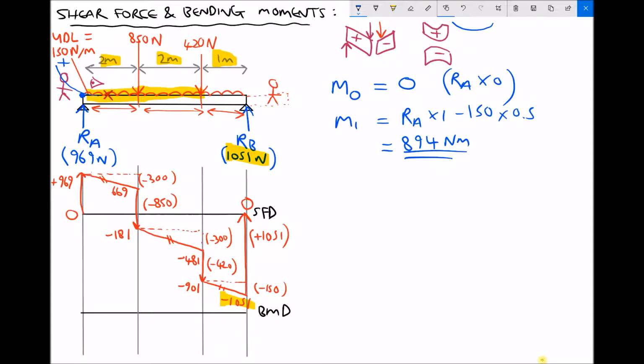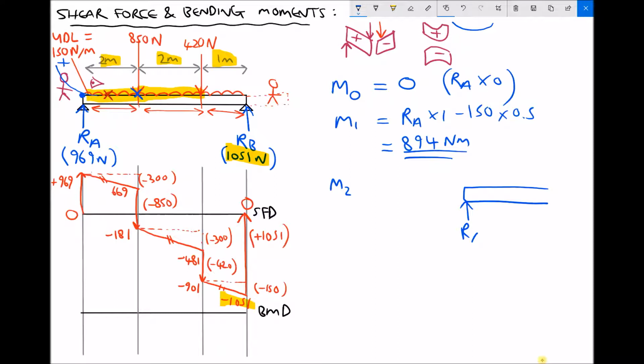Now let's imagine ourselves moving to 2 meters. So at 2 meters, we can see two things. We can see RA at a distance of 2 meters, causing positive bending, but we can also see 2 meters of UDL. And again, let's do a small sketch just to explain this. We have 2 meters worth of beam this time.